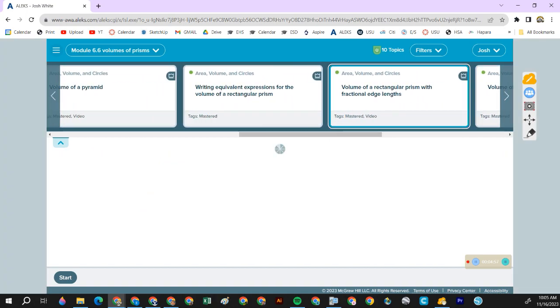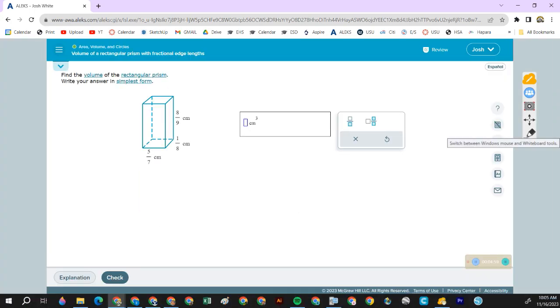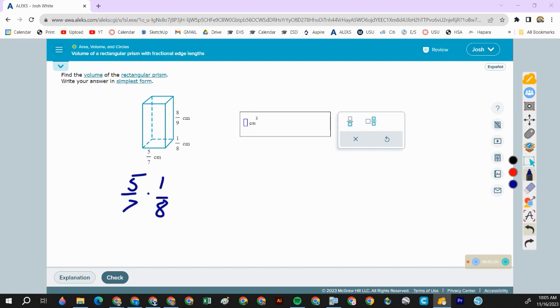All right. What is the volume? This is easy. 5/7 times 1/8 times 8/9. And this 8 can cancel that 8. So I end up with 5/63 centimeters cubed. And it wants the answer in simplified form.